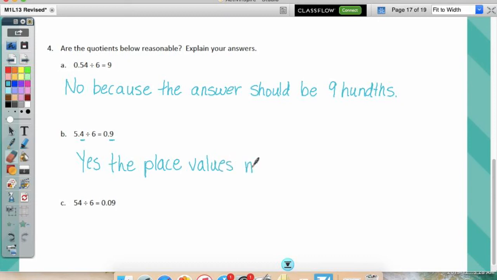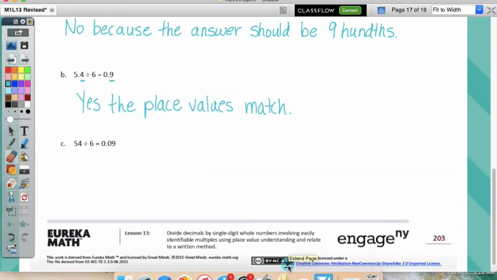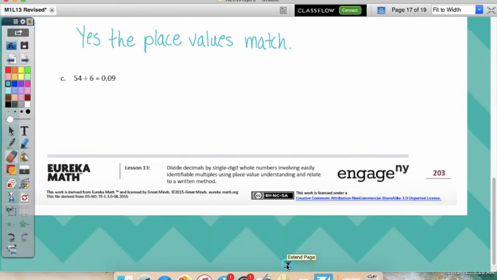I'm trying to keep these as short as possible. Okay, did you write that? You're fast. All right, look at C. Am I rushing you? Okay. So look at C. No, it's not reasonable. The answer should be what? 9. 9 what? 9 ones.